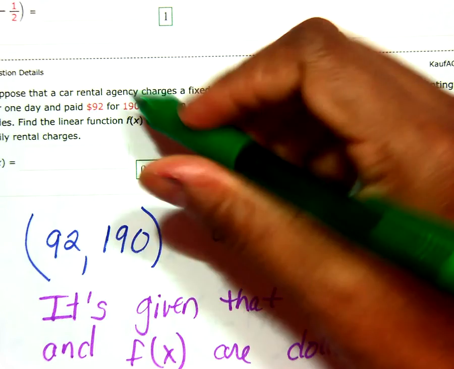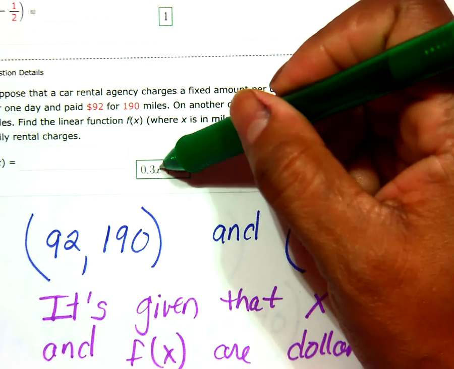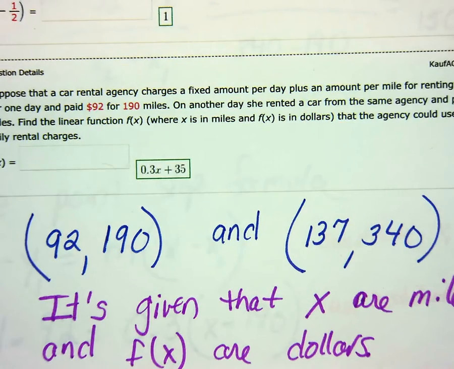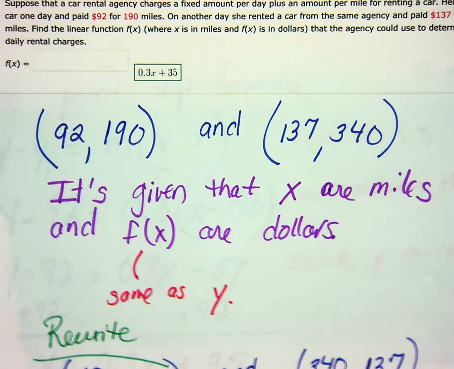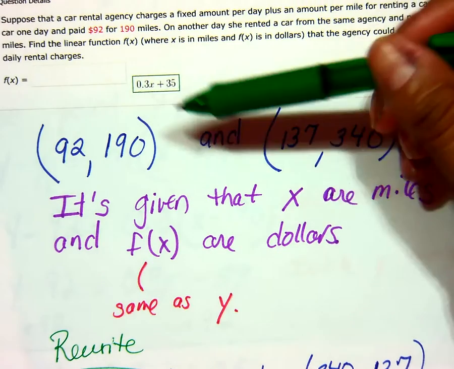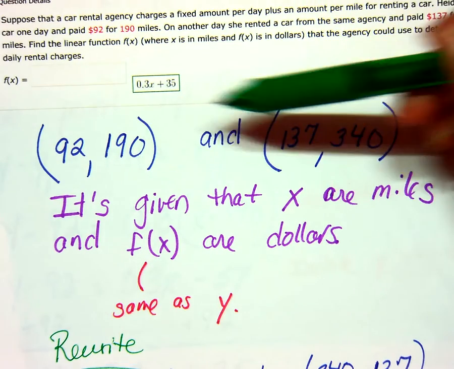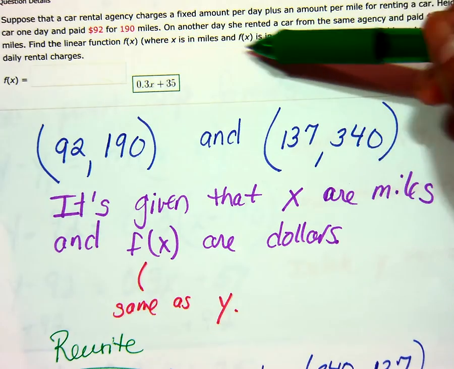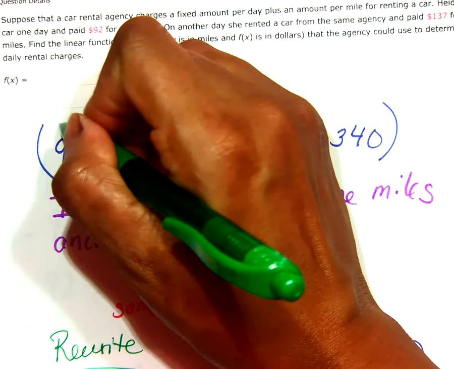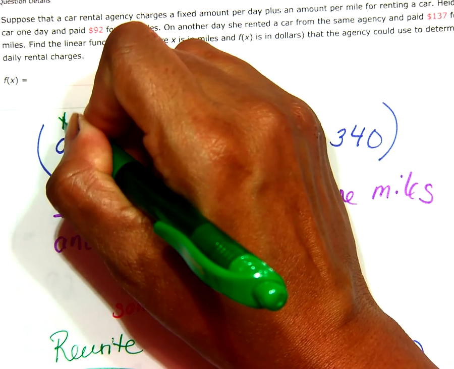So here's your answer. 0.3x plus 35. Let's see how we got that. So first of all, we got our ordered pairs. You have your ordered pair of 92 and 190 and 137 and 340. It is telling you in the problem itself where x and f of x are going to be.